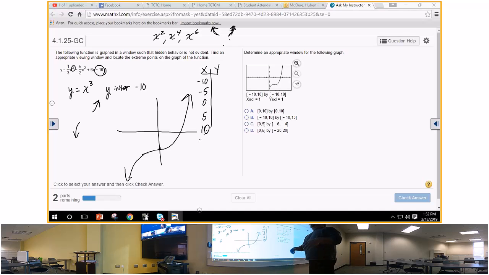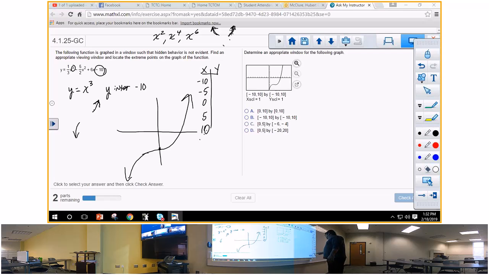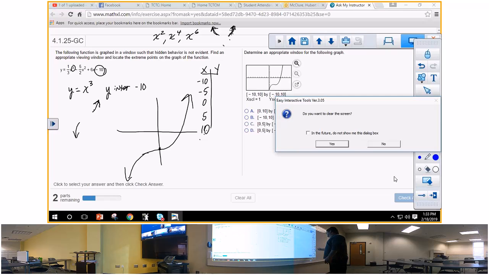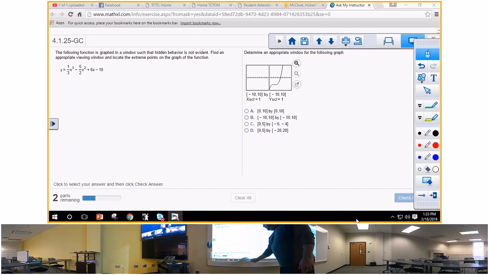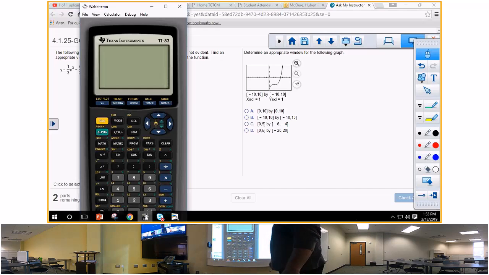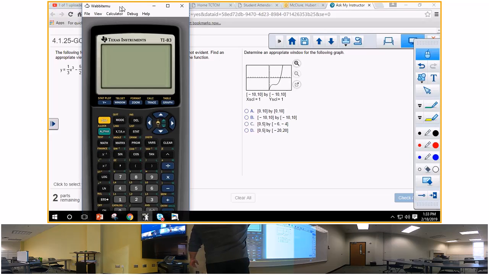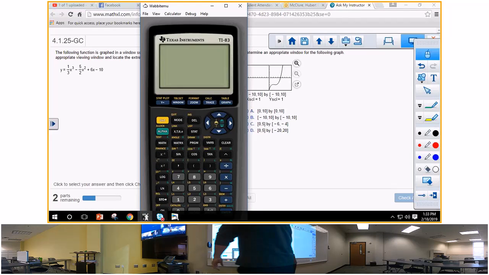Now, what do you do with this problem since it is a calculator-based problem? You basically do it on a calculator. You take your calculator and pull it up. I'm trying to pull mine up. There we go. And I'm going to move it over if it'll let me.